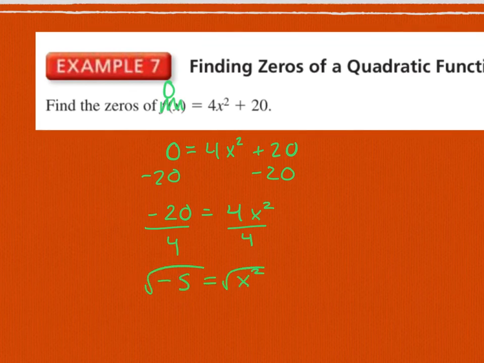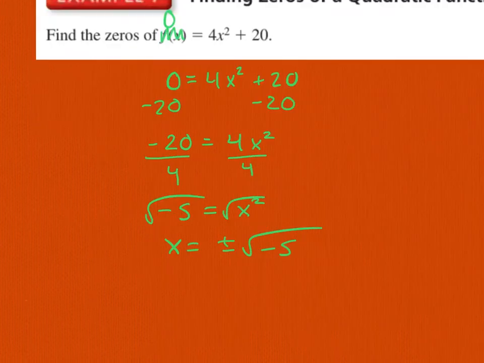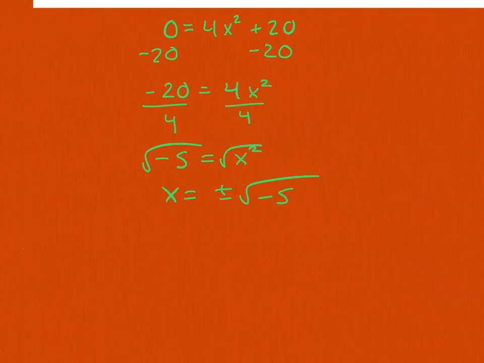Take the square root of both sides. So x is equal to plus or minus square root of negative 5. We can factor negative 5 into negative 1 and 5. So when we take out the negative 1, we get plus or minus i square root 5.